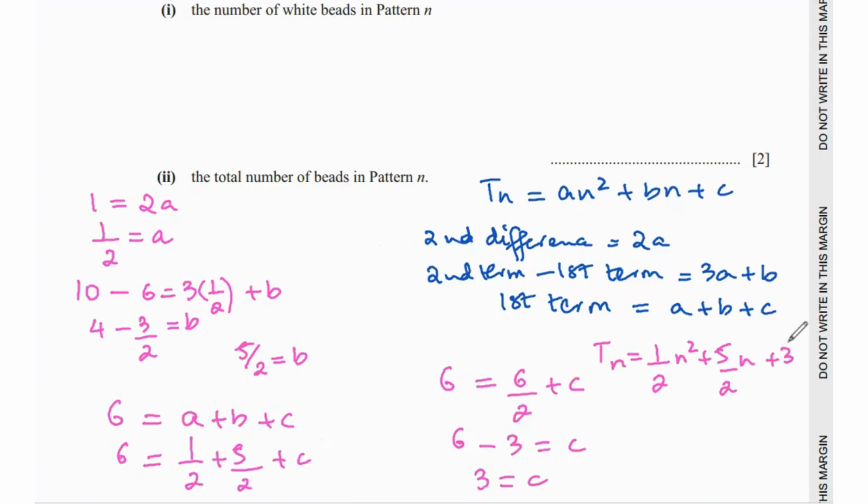So like I said, you need to know about these formulas. Firstly, if the second difference is common, it's a quadratic sequence. And then the second difference equals 2a, which is twice the coefficient of n squared. Second term minus first term equals 3a plus b. So you can use that to find the value of b. And then to find the value of c, the sum of a, b, and c equals the first term.